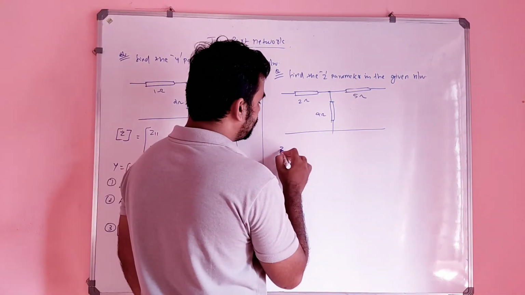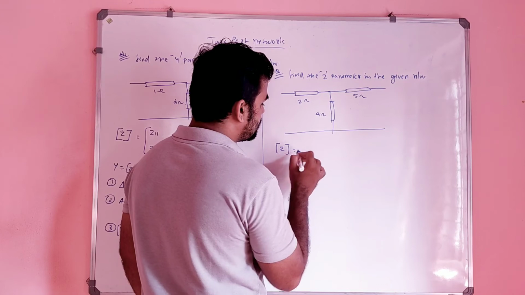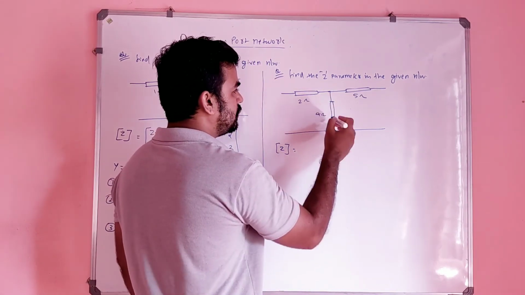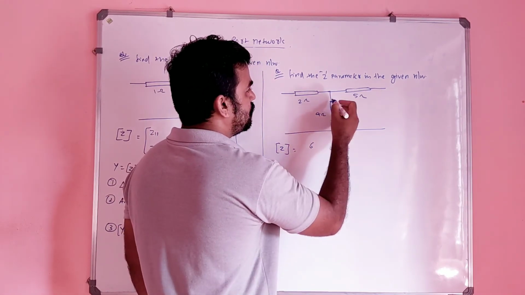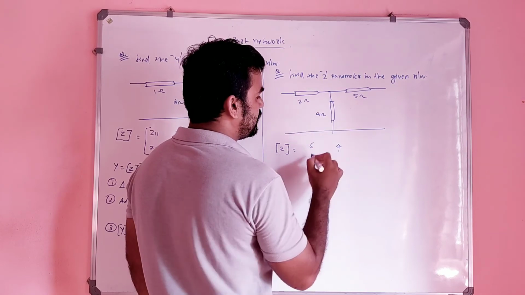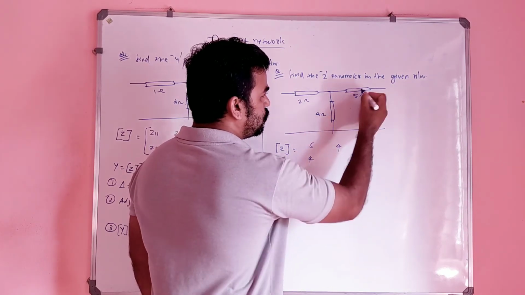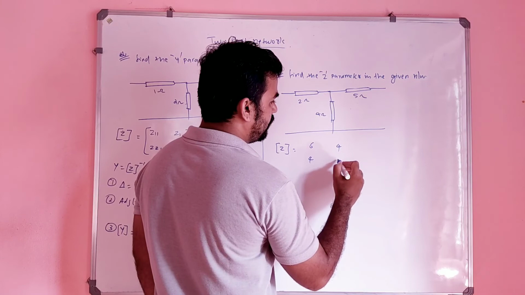How can we find the Z parameter here? The Z matrix: Z11 is nothing but these two, that is 6. Z12 is nothing but this. Z21 is again this. Z22 is simply adding this, that is 5.